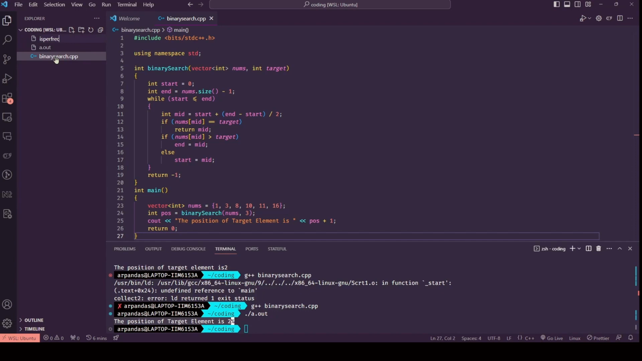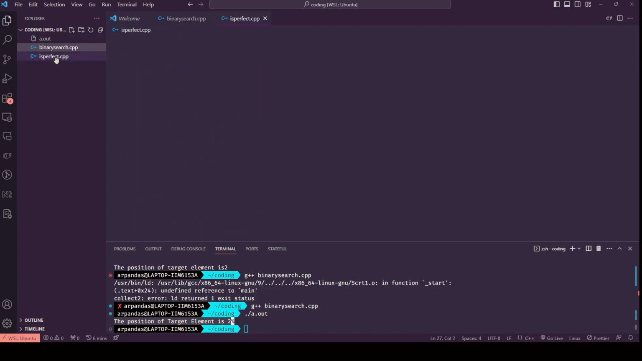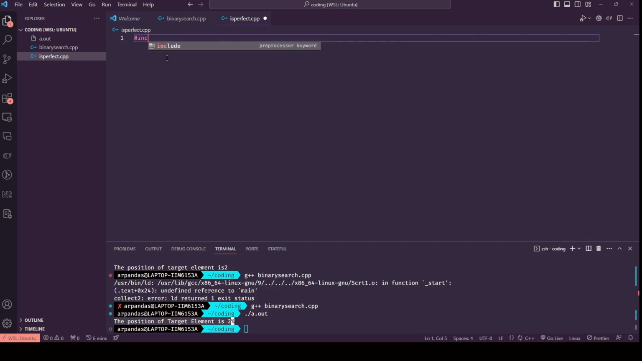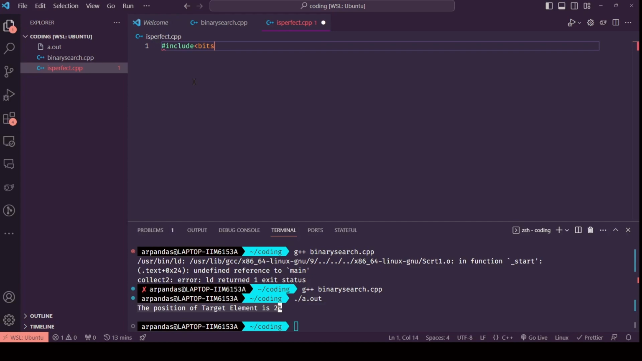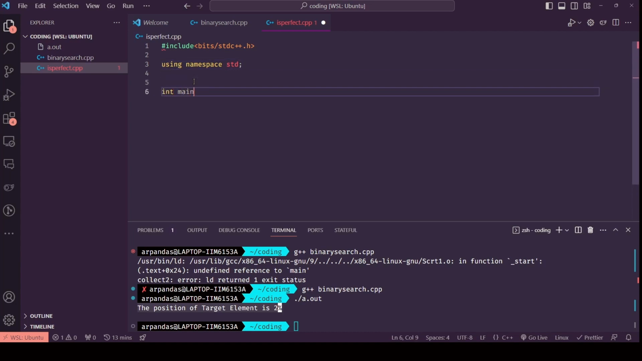Let's write the code for is perfect square. First, we are creating our new C++ file where we include bits/stdc++.h. Then using namespace std, because we do not want to write std every time we write cout and do other things. We are writing our main function.